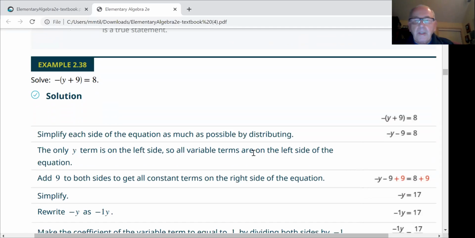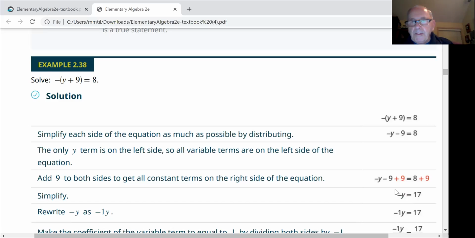Okay, here's another one. We're just going to go through these. This one is solving minus (y plus 9) is equal to 8. So this negative sign on the outside impacts both of these, the variable as well as the constant. This minus really means minus 1 times everything in parentheses. So it's minus 1 times y, which is equal to minus y. And minus 1 times plus 9 is equal to minus 9. So you've got minus y minus 9 is equal to 8.